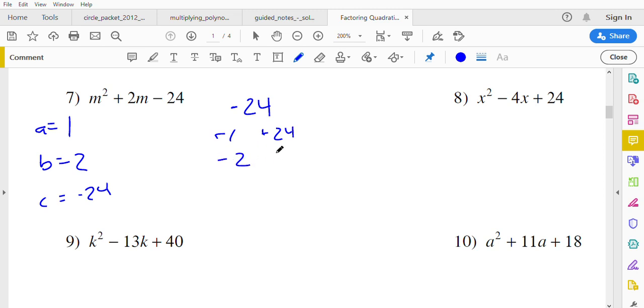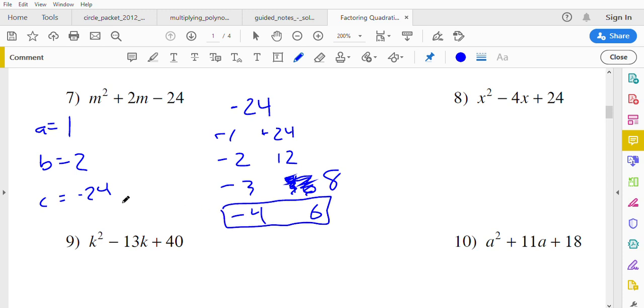Negative 2 and 12. Negative 3 and... oops, I'm sorry. Negative 3 and 8. Negative 4 and 6, so we can stop right there. So negative 4 times 6 multiplies to make negative 24 and adds up to make 2.